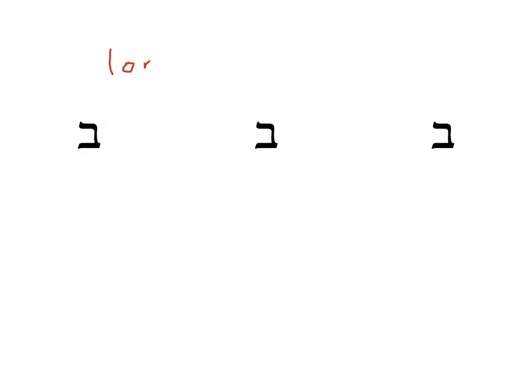Next, we'll go over the long vowels. First is the kametz, which has an ah sound, as in father. Next is tsere, which has an a sound, as in hate. Then holom. Holom has an o sound, as in show.